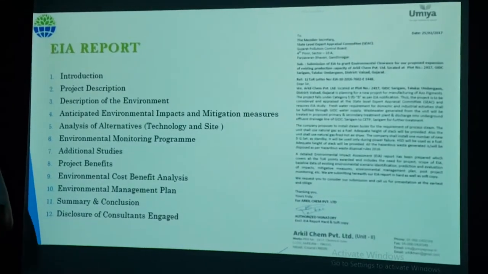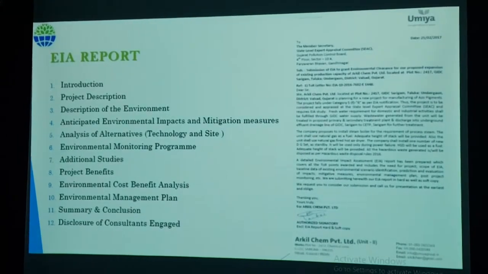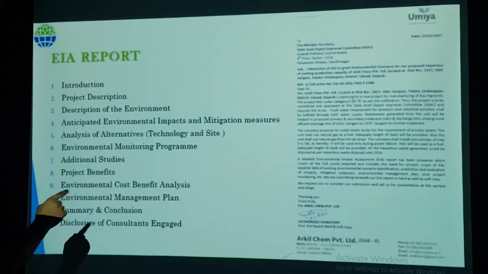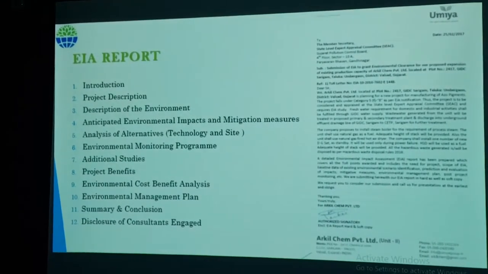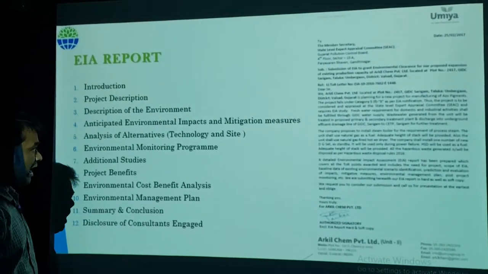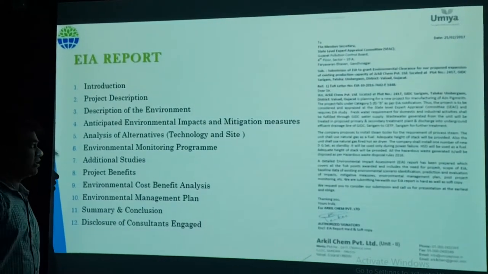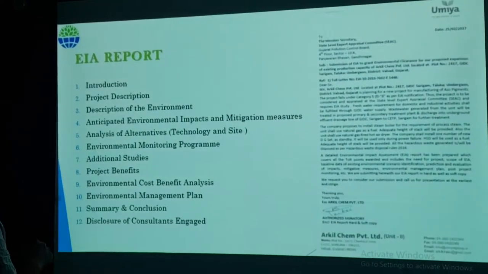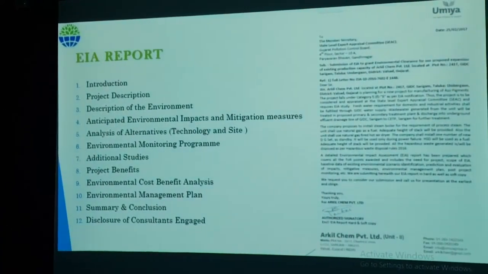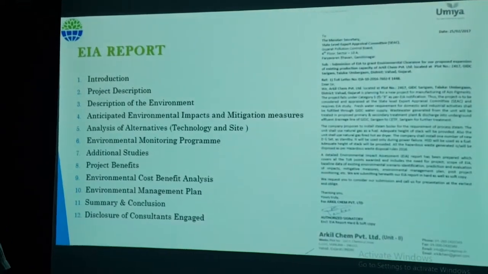Here it is. Number 1, introduction. Chapter number 2 is project description. Number 3, description of the environment. Chapter number 4, anticipated environmental impact and mitigation measures. Number 5 is analysis of alternatives in terms of technology and site as well. Chapter number 6, environmental monitoring program. Chapter number 7, additional studies.